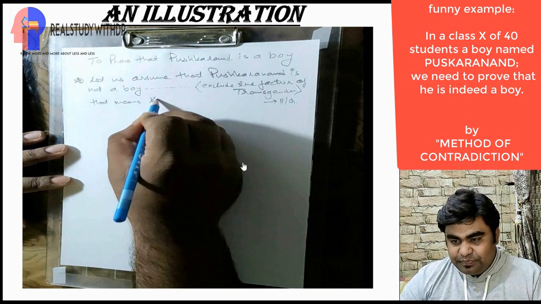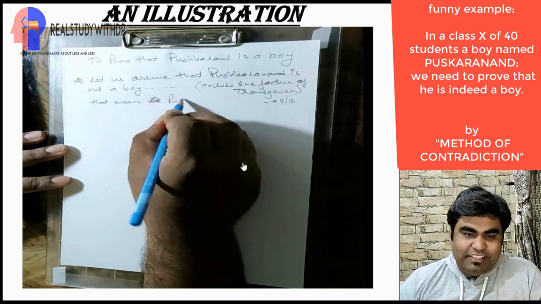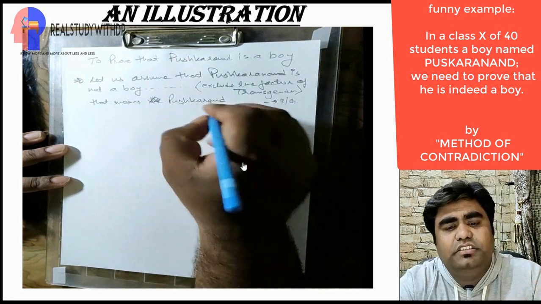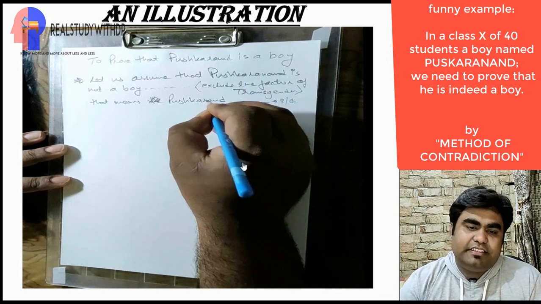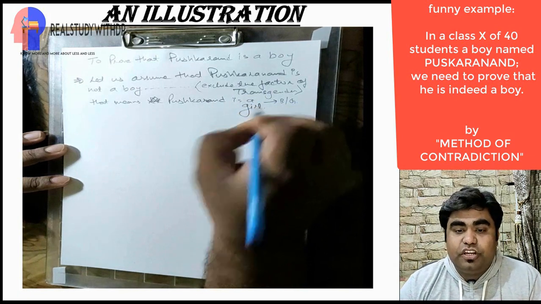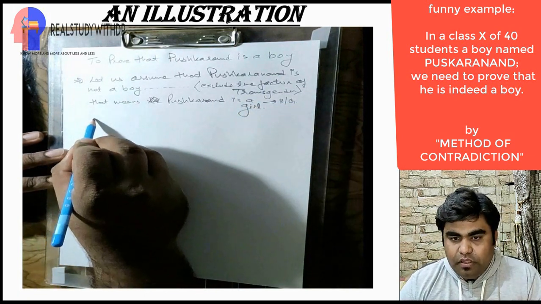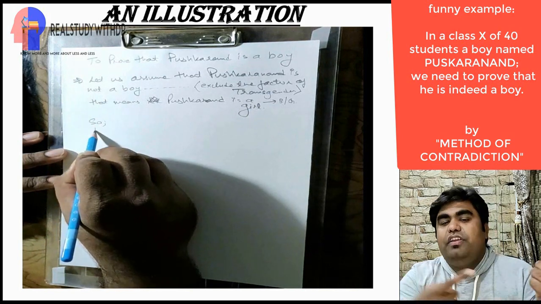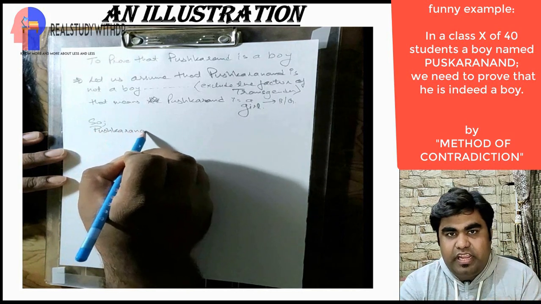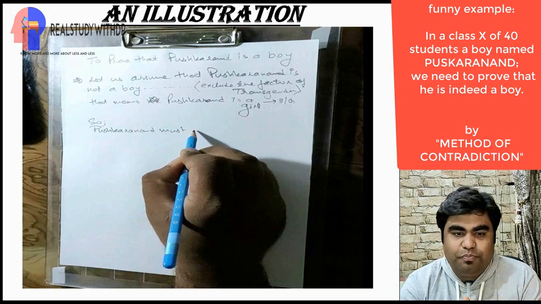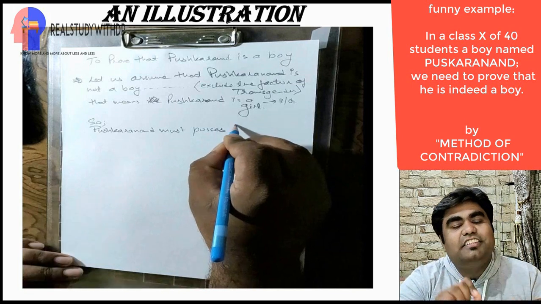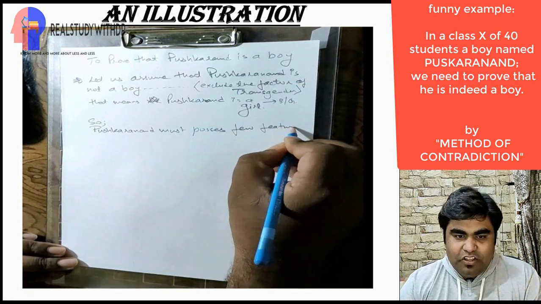To start with, what we have done here is taken the assumption that Pushkaranand is not a boy, excluding the factor of the transgender. That means Pushkaranand is going to be a girl. We have assumed the opposite: he is a boy, but we have assumed that he is a girl. I'm just saying it. Just forget the English part, the literature part. Just try to concentrate on the maths part. So we have assumed that Pushkaranand is not a boy. He is a girl.